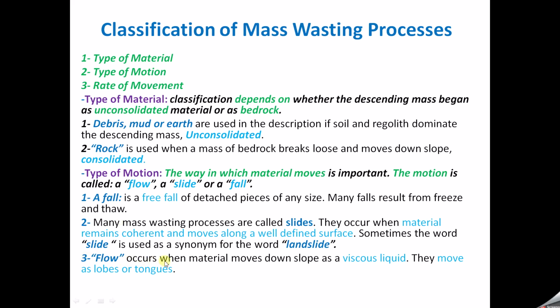Flow occurs when material moves downslope. So here we need a slope, and the material is in a viscous condition, like a viscous liquid. They move as lobes or tongues.